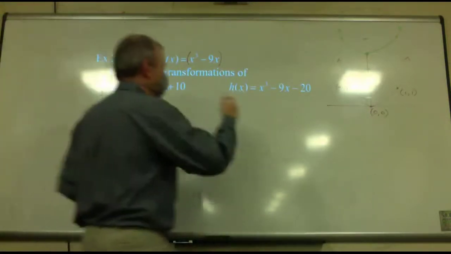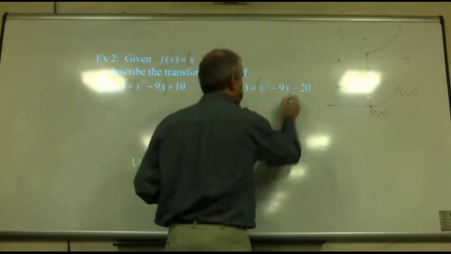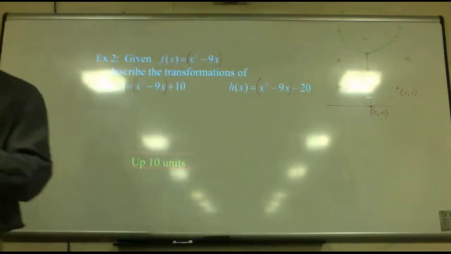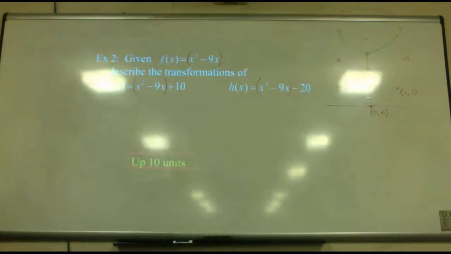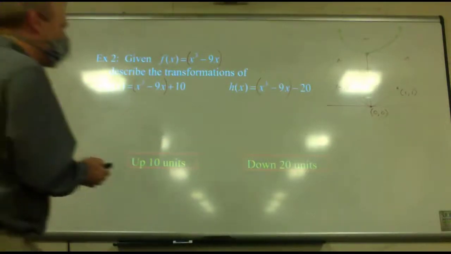How about this one? x cubed minus 9x minus 20. What does that do to the function? It moves it down 20 spaces, right? 20 units. Good so far? Not quite. There's a few more things.